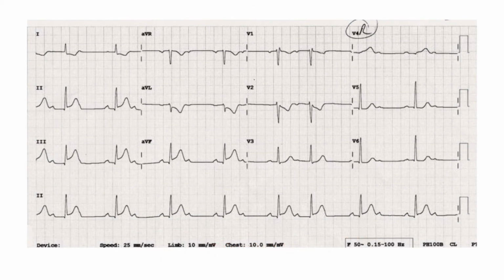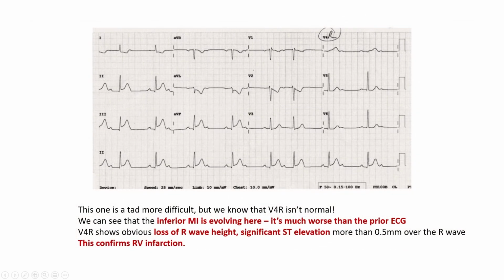Let's just do the V4R. So this is the V4R. Now we can tell that this lead is definitely not normal, and we can see from this subsequent ECG that the inferior MI is getting worse. But V4R has a complete loss of R wave height, and it does have ST elevation of more than 0.5 millimeters over the R wave. So this is right ventricular infarction.